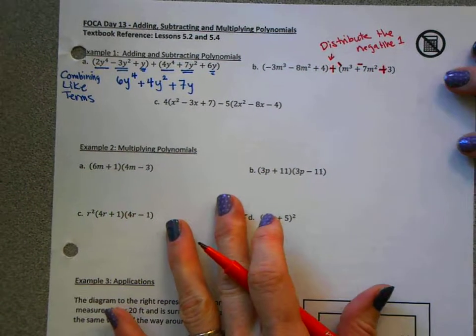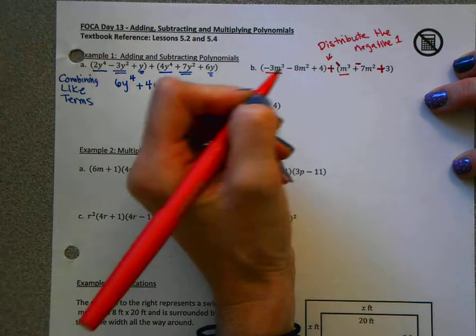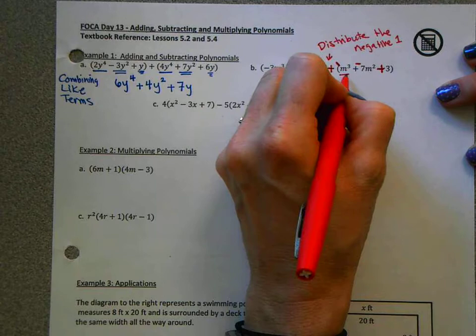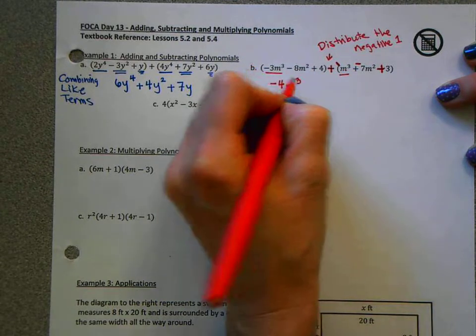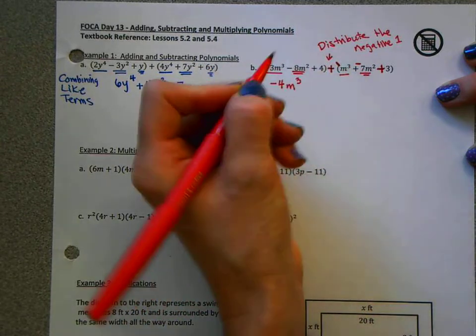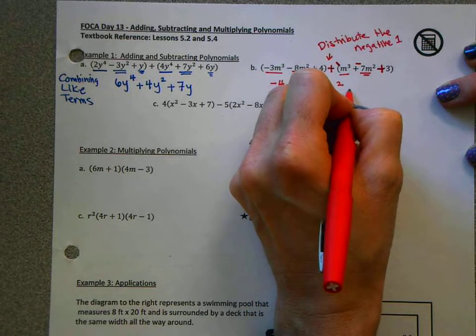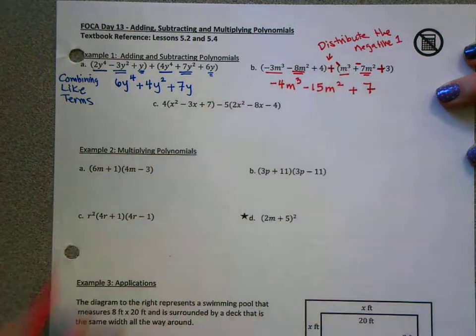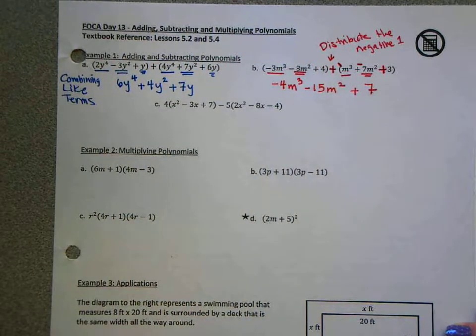Now we can just go ahead and combine like terms. We have a negative 3m to the third and a negative m to the third. That's negative 4m to the third. We have a negative 8m squared and a negative 7m squared. That's negative 15m squared. And then finally 4 and 3 is 7. Not too bad, but that distributing the negative, you've got to be careful with that.